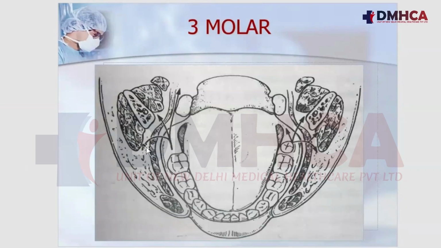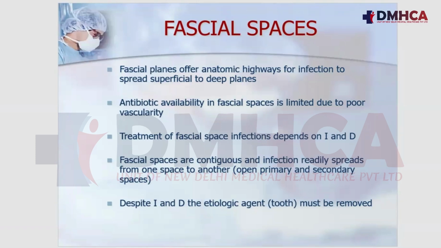Most of the maxillofacial infections we have seen, apart from decay, are from the third molar. From the third molar, it can go into deeper spaces like the pterygomandibular space or into the buccal space. So facial spaces are very important to know for understanding the spread of maxillofacial infection. Facial planes offer anatomic highways for infection to spread.